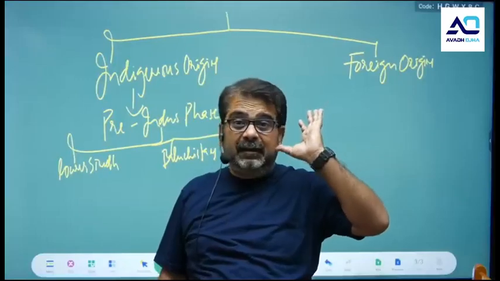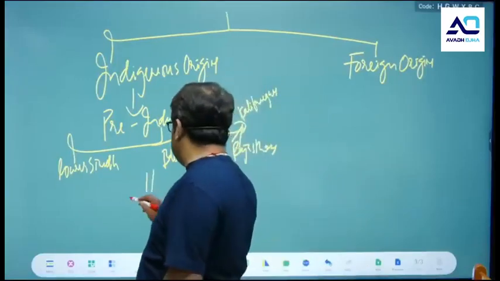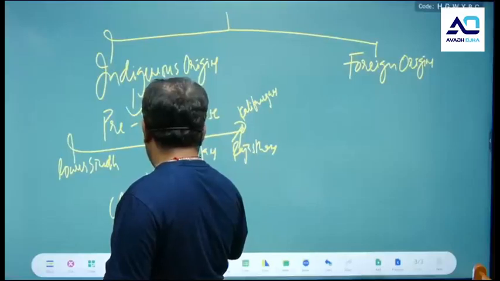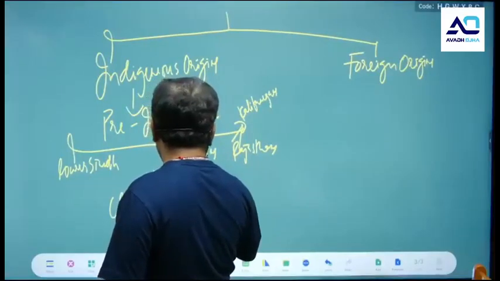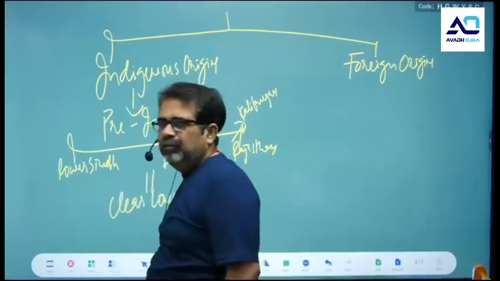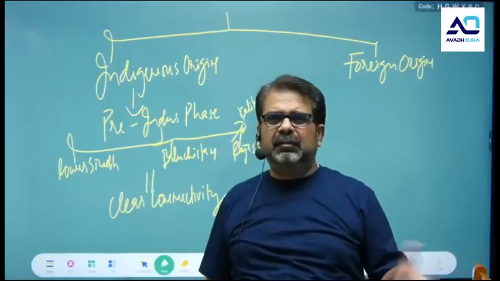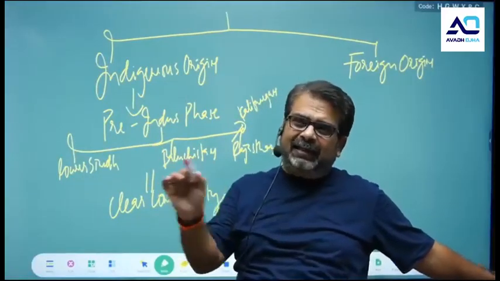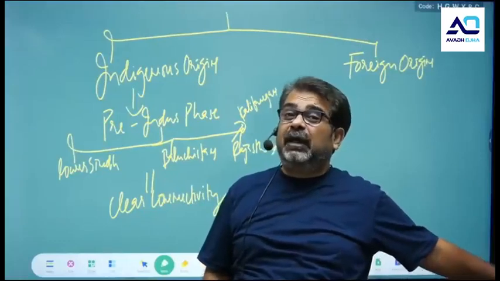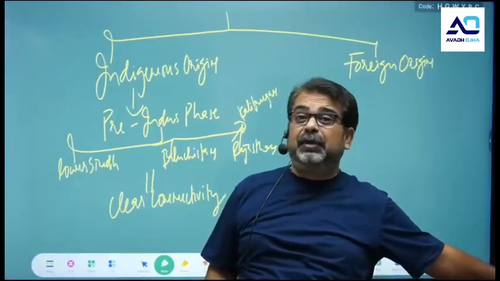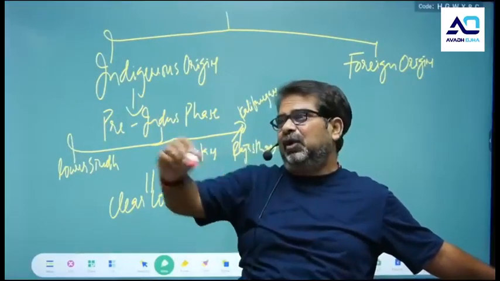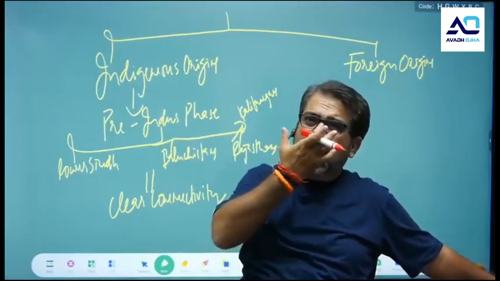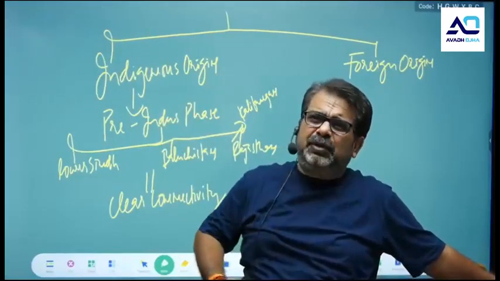But clear connectivity is not possible. We are not able to clearly connect it as we do it in the case of Rig Vedic, later Vedic, 6th century, Mauryan period. The connectivity goes on. Here, clear connectivity is not possible.